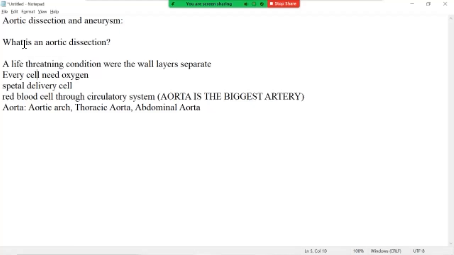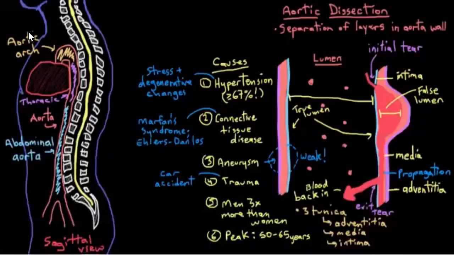So let's begin at the beginning. Every cell needs oxygen and we have special delivery cells called red blood cells that go through the circulatory system and give the oxygen to every cell. The aorta is the biggest and main artery in that circulatory system. It goes up from the heart and goes side by side with the spine and then divides into the iliac arteries, a little bit above the iliac bone, this one here.